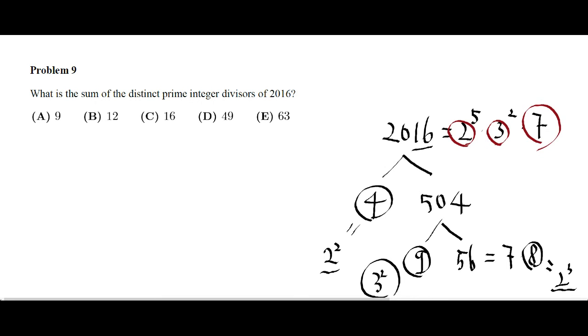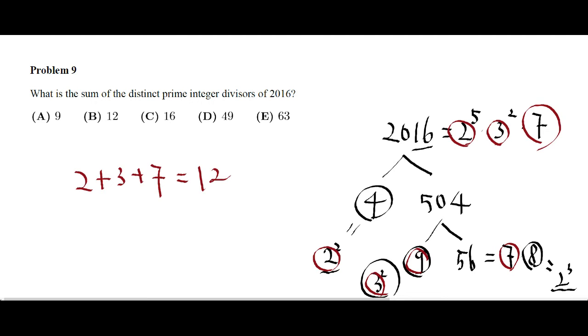You understand? So they want to find the sum of the distinct prime factors. So 2 plus 3 plus 7. So the answer is 12. Even though I just wrote the prime factorization, here you just check: you get the prime factor 2 from the 4, and from the 9 you can get the 3 and the 7. That's it. You don't need to write the prime factorization.